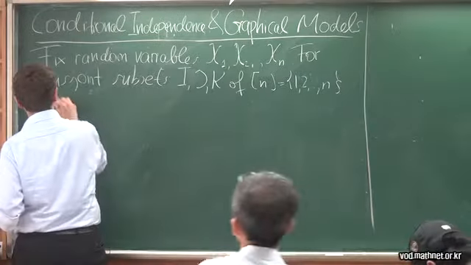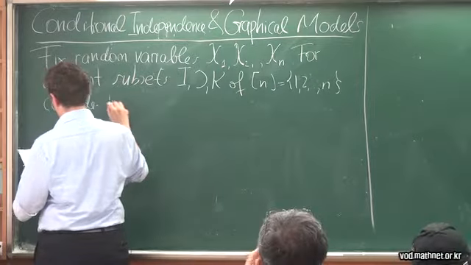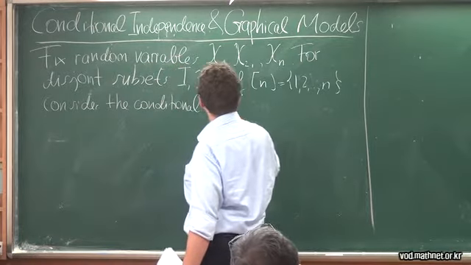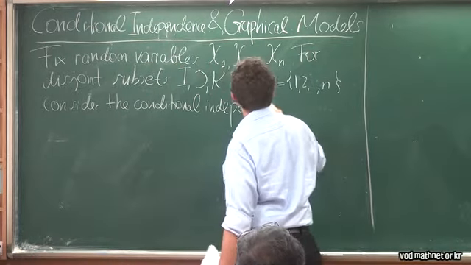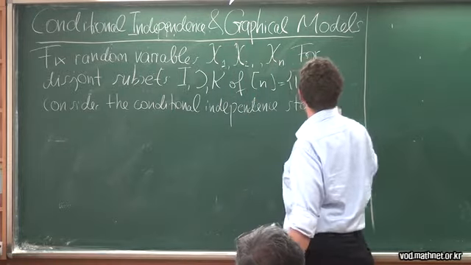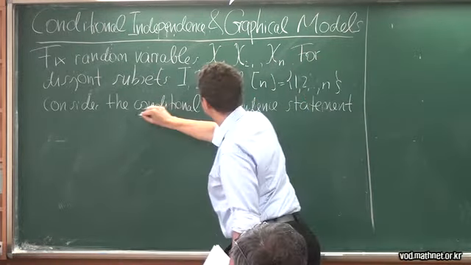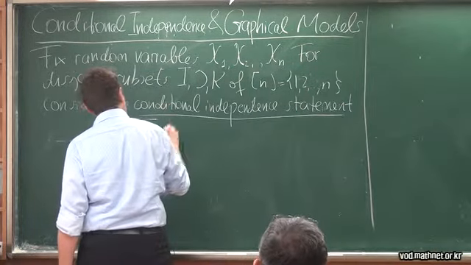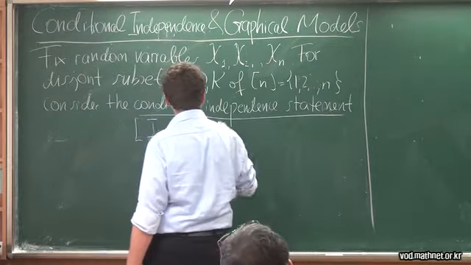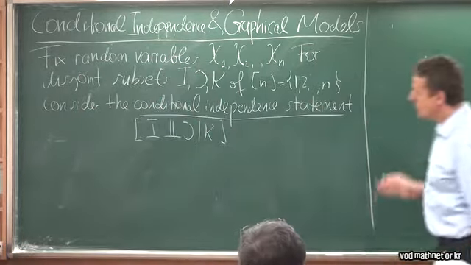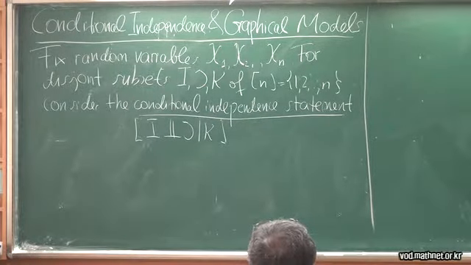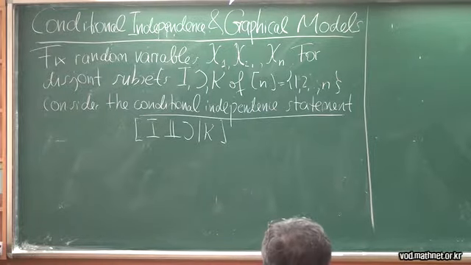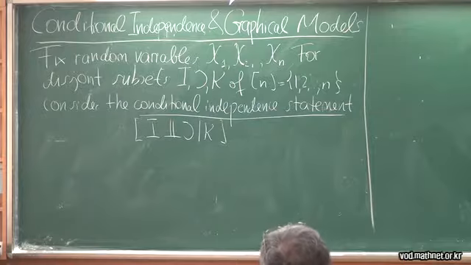And for that choice of triple, we consider the so-called conditional independence statement. The notation is I is independent of J given K. So this is a statement that we can make about a distribution. A distribution either satisfies this statement or it doesn't. Independence you know, but this is conditional independence.